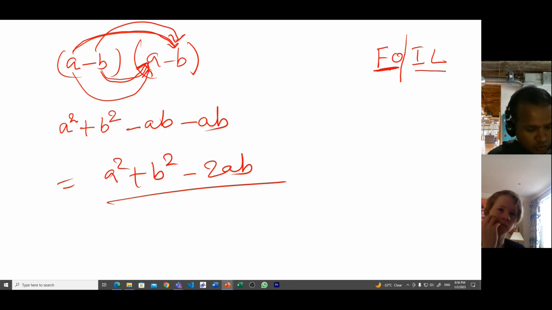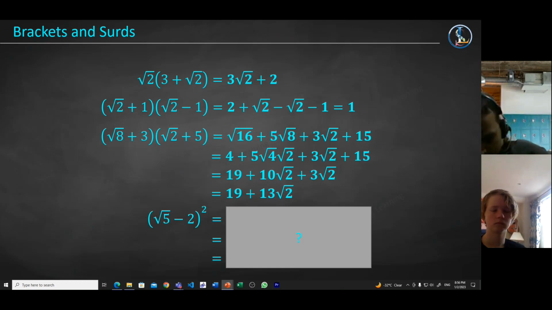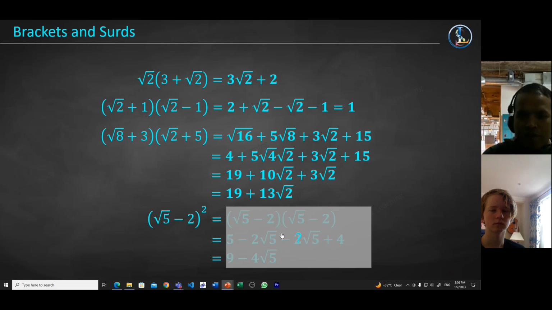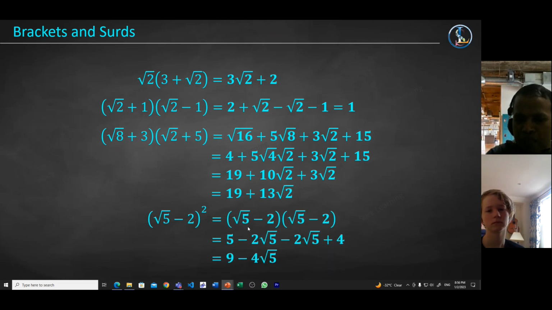So let's see. Here we'll be doing the same thing. We have expanded it and multiplied each outside number: square root 5 with square root 5, we got 5, and minus 2 with minus 2, we got 4. Then we multiplied minus square root 5 with minus 2 and minus 2 with square root 5, so we got these two intermediate numbers. After simplification, we got 9 minus 4 square root 5.